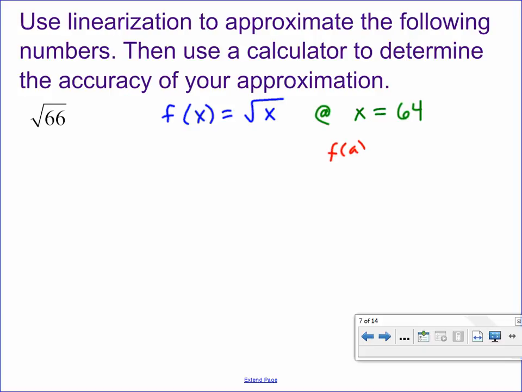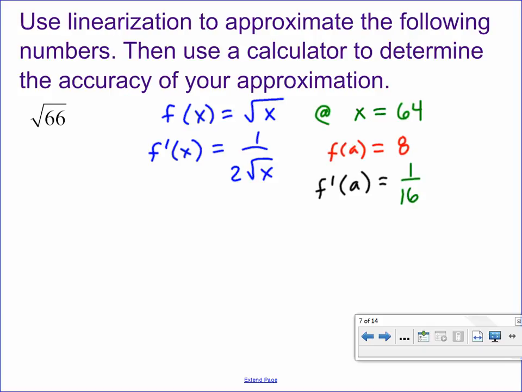F at a is my y coordinate, so I plug in 64 to my function. F of 64 is the square root of 64, and that's 8. And then we need our f prime at a, the value of my derivative. Well, Brendan told us before that if f of x is given by a square root, then f prime of x is given by 1 over 2 times the square root. We've done that a lot. Therefore, my f prime at a would be 1 over 2 times the square root of 64, 1 over 2 times 8, and that's 1/16.